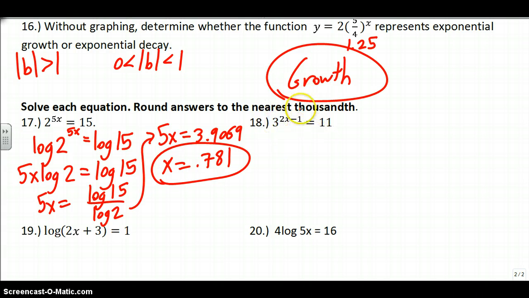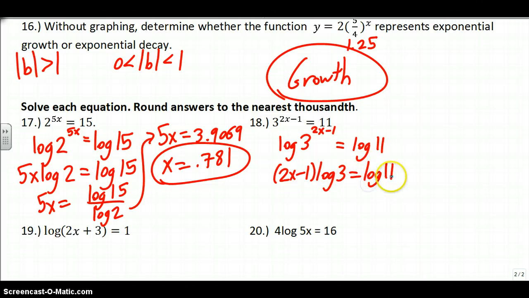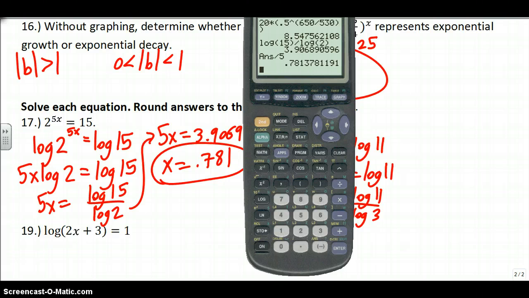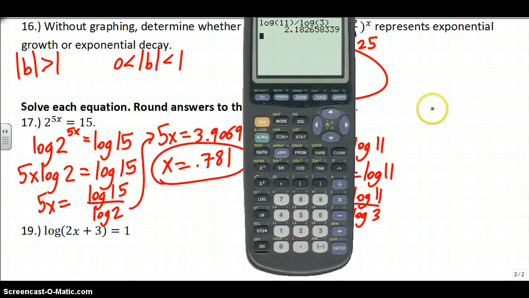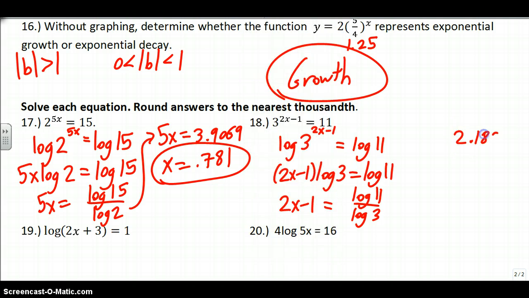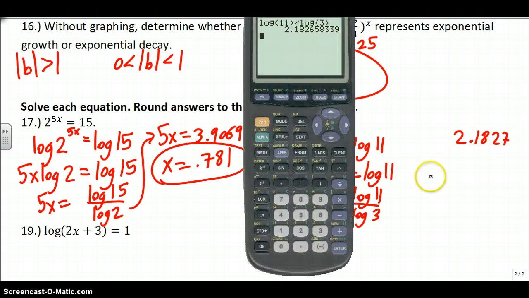Same with this one. Since the exponential part is by itself, you can log both sides. Log of 3 to the 2x minus 1 equals log of 11. The 2x minus 1 comes out front, and you have log of 3 equals log of 11. So 2x minus 1 equals log 11 over log 3, which is not going to be necessarily a pretty thing. Let's see, log 11 divided by log 3. I'll be pretty lenient here. I would go with 4 decimal places in the middle of the problem. That should be good. 2.1827, yep.